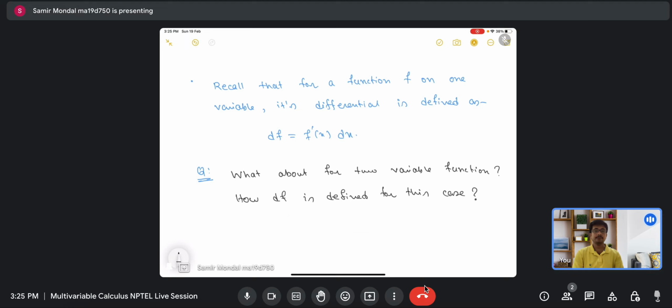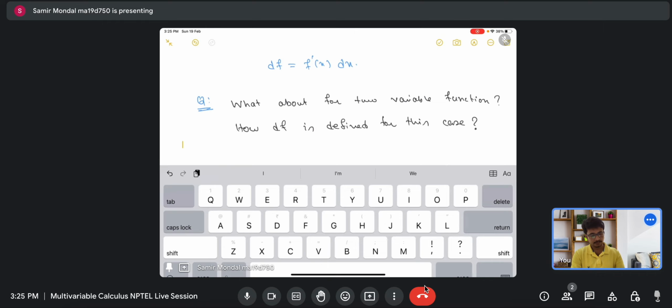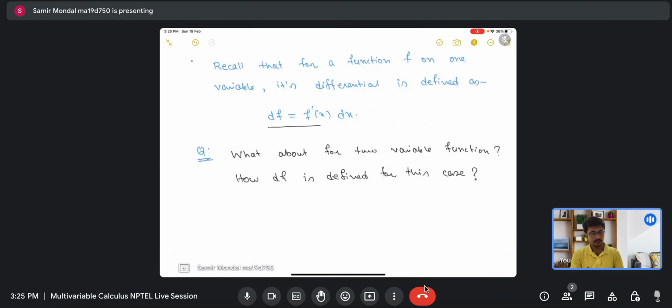So for a single variable function, our differentiable is defined as this one. Okay, so our next question is how df is defined for two variable functions. Before giving the answer to these questions, I want to state one theorem.